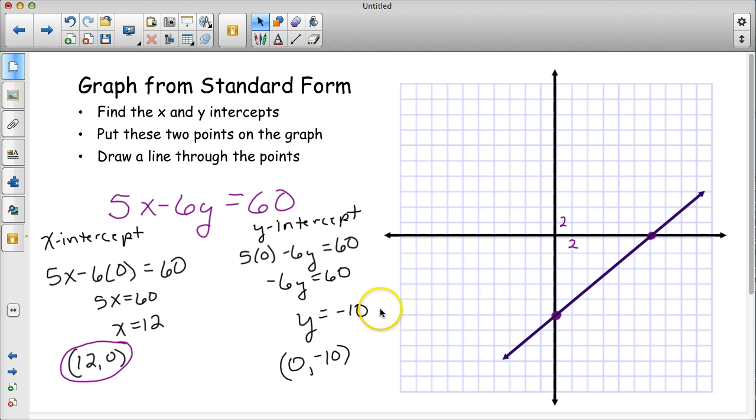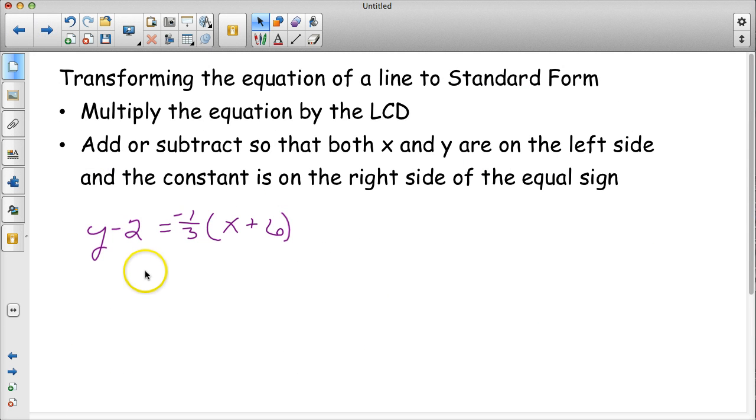Please remember to use the pause button if you need to rewatch this part of the video. Let's look at another problem. We want to transform the equation of a line to standard form. We do this by multiplying the equation by the least common denominator, but only if we have a fraction, because of course if we don't have a fraction, we don't have a denominator. After we do that, we want to add or subtract so that both x and y are on the left side and the constant is on the right side of the equal sign.